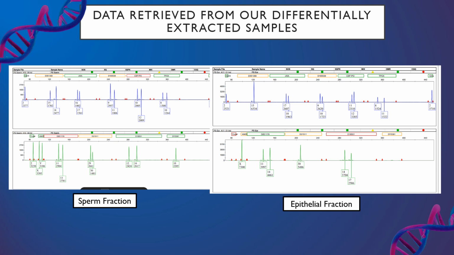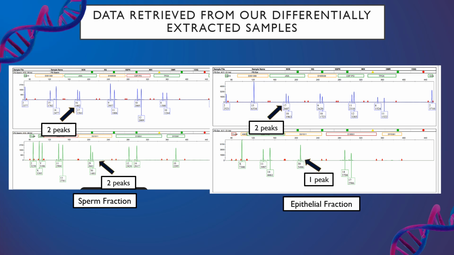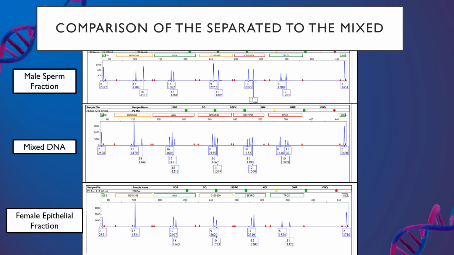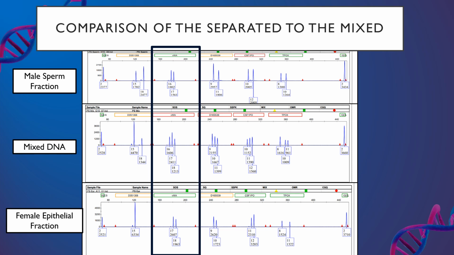In comparison to that last profile, we can see how nice the 2 profiles from the differential extraction look. In the sperm fraction, we see no more than 2 peaks at each locus, and the same is true for the epithelial fraction. This means that 2 single-source DNA profiles have been obtained. Here we have all 3 profiles lined up next to each other. You can see at each locus how the sperm and epithelial fractions separate the mixed peaks seen in the mixed profile. The separated fractions make it easier to perform comparisons and identify suspects with strong evidence backing up the results of any comparison.